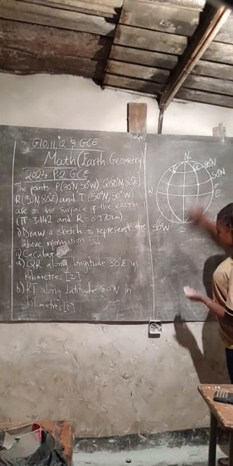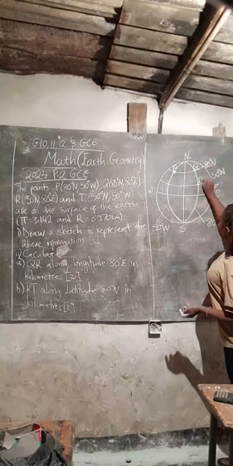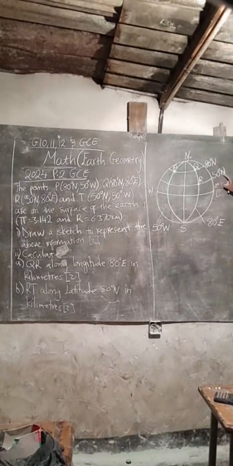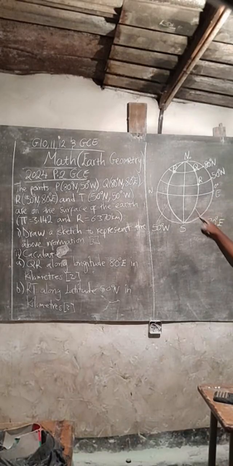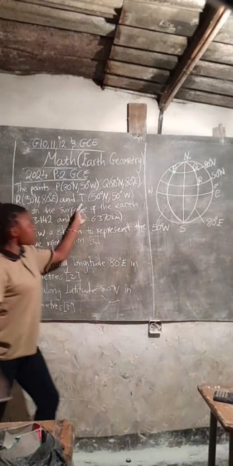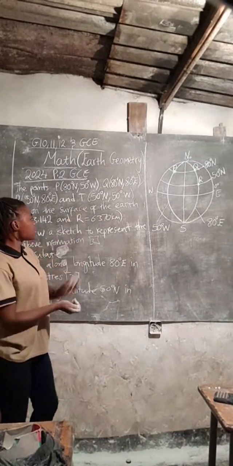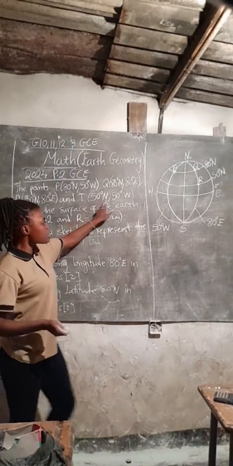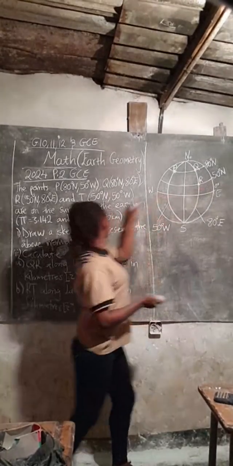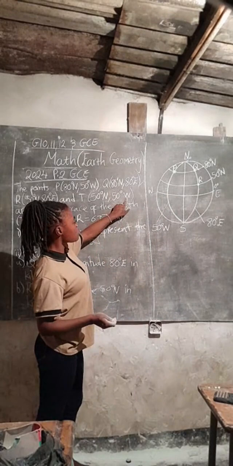Point R is here, which is 50 degrees north and 80 degrees east. So I've drawn it. Then the last point is point T. Point T, they're saying it is at 50 degrees north, meaning it is on this same latitude, 50 degrees north, and 50 degrees west.